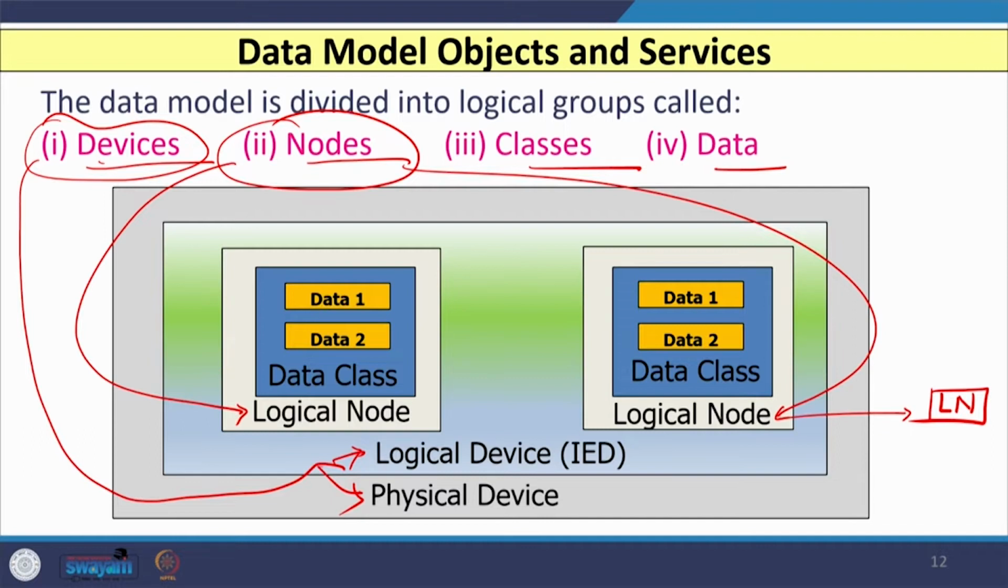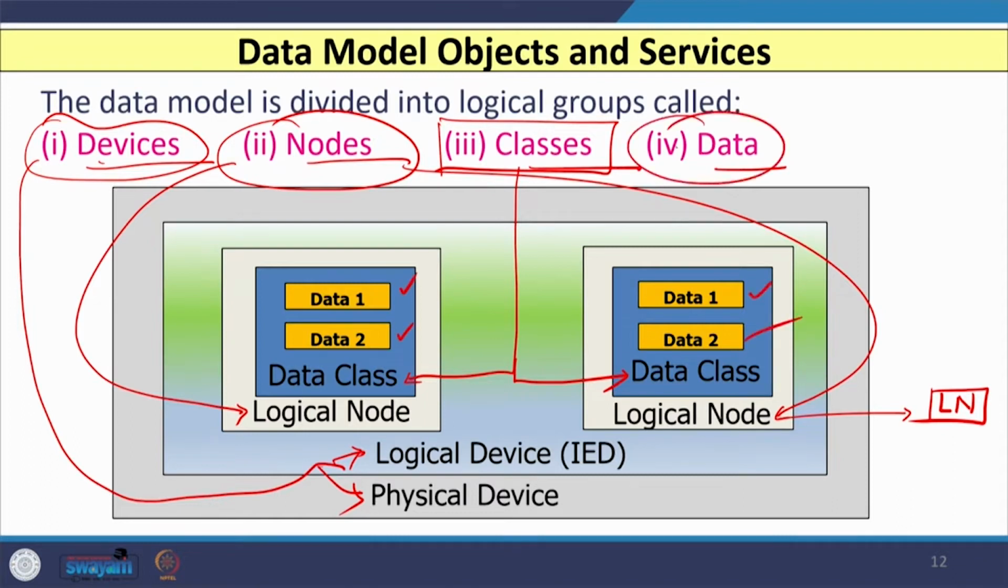Then we have the several classes, let us say these classes are nothing but the class of data. So, you have the data class available here, and each data class contains several data like data 1, data 2, and so on.